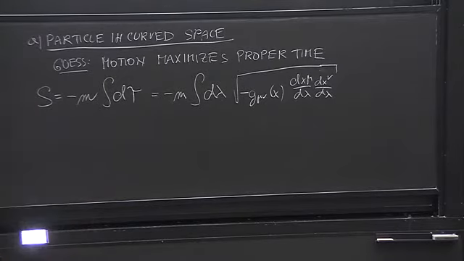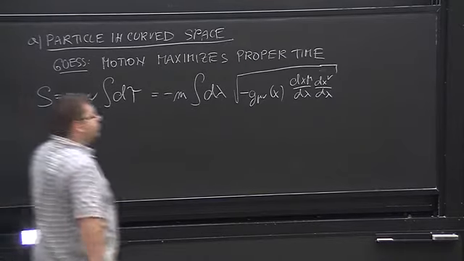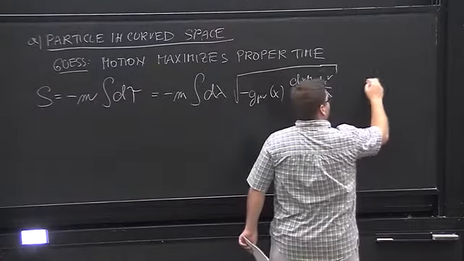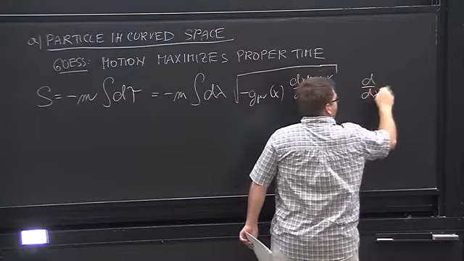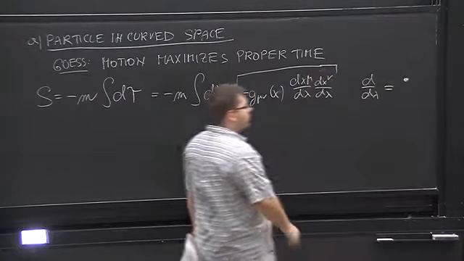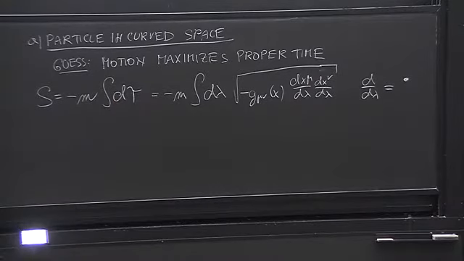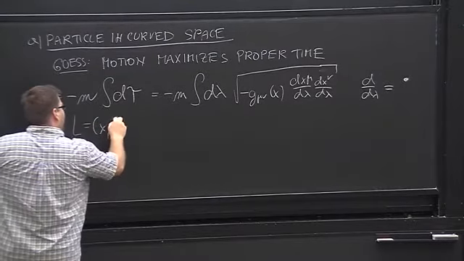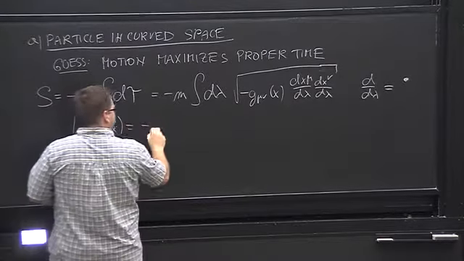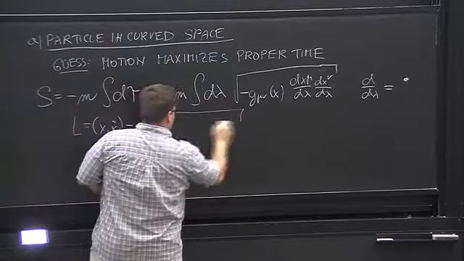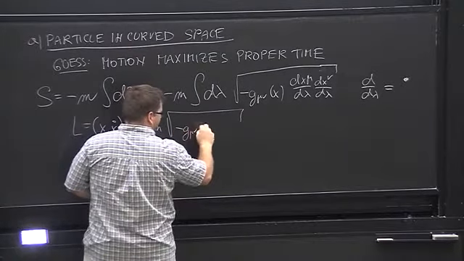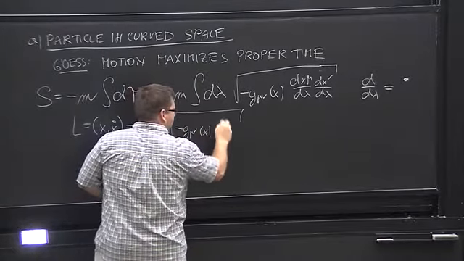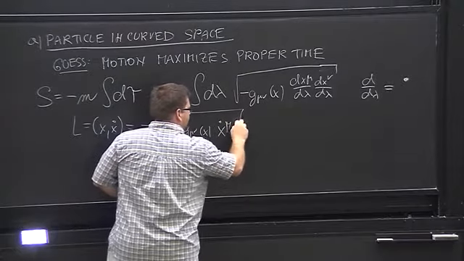Let me denote the derivative with respect to lambda by a dot, so d over d lambda is a dot. That means that our Lagrangian, which depends on x and x dot, is just minus m times the square root of g mu nu of x, x dot mu, x dot nu.